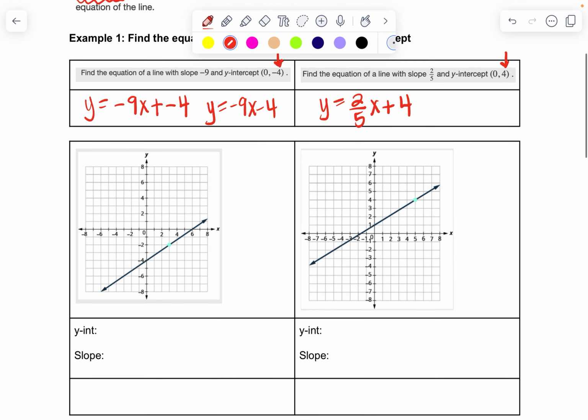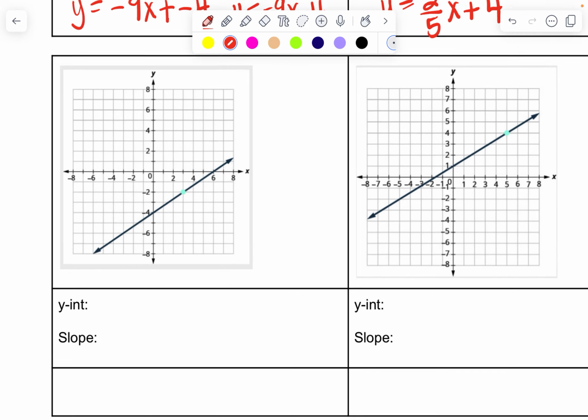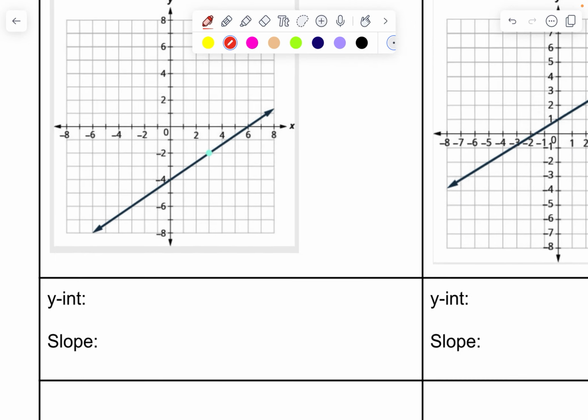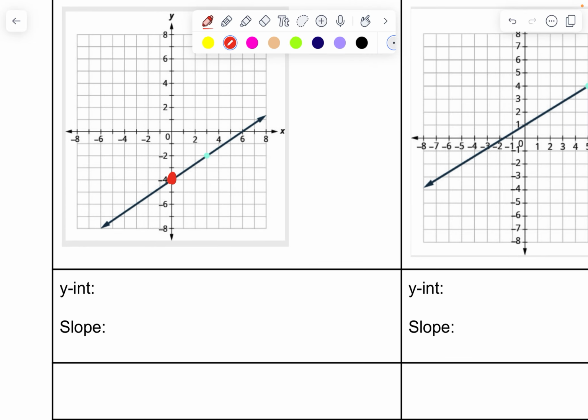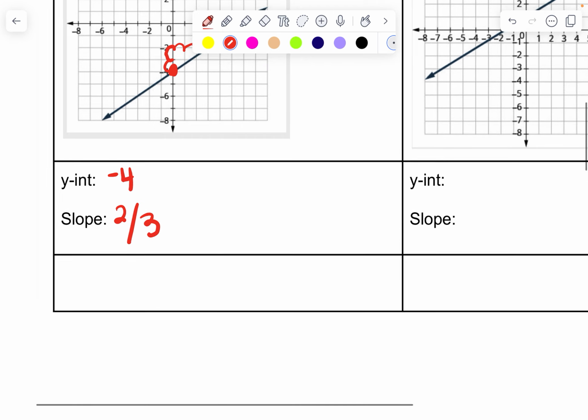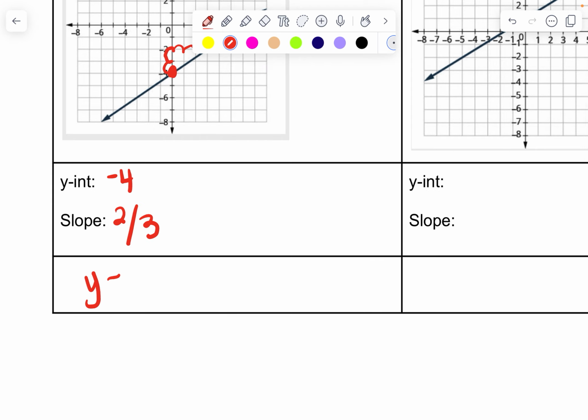You also need to be able to find it from a graph. So we have to find the slope and the y-intercept. In this case, our y-intercept is at -4. And then to find our slope, we'll use these 2 points. I need to go up 2 and over 1, 2, 3. So our slope is 2/3. So our equation is y equals 2/3 x minus 4, or 2/3 x plus -4.